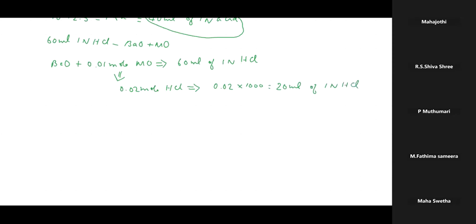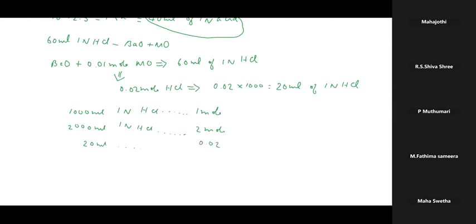1000 ml of 1 normal hydrochloric acid contains 1 mole of Cl minus and H plus ions. Therefore, 2000 ml of 1 normal hydrochloric acid contains 2 mole of H plus and Cl minus ions. Therefore, 20 ml will contain 0.02 mole. This is how it has come.